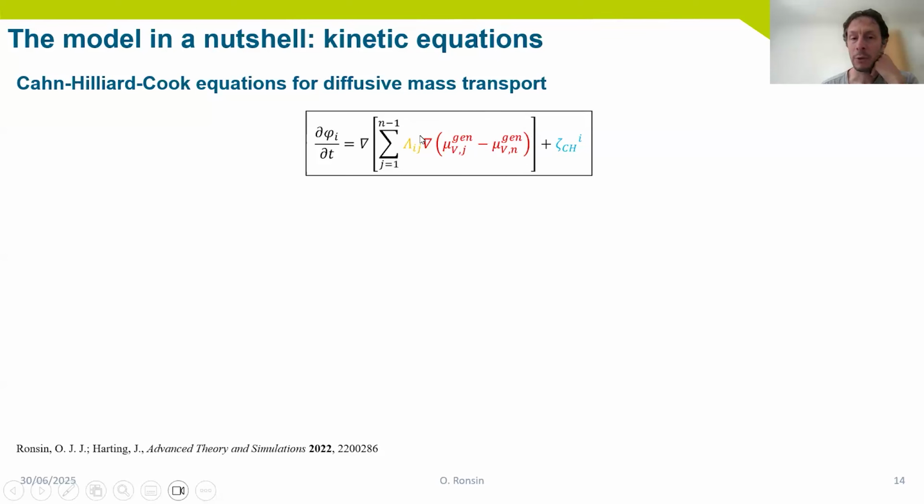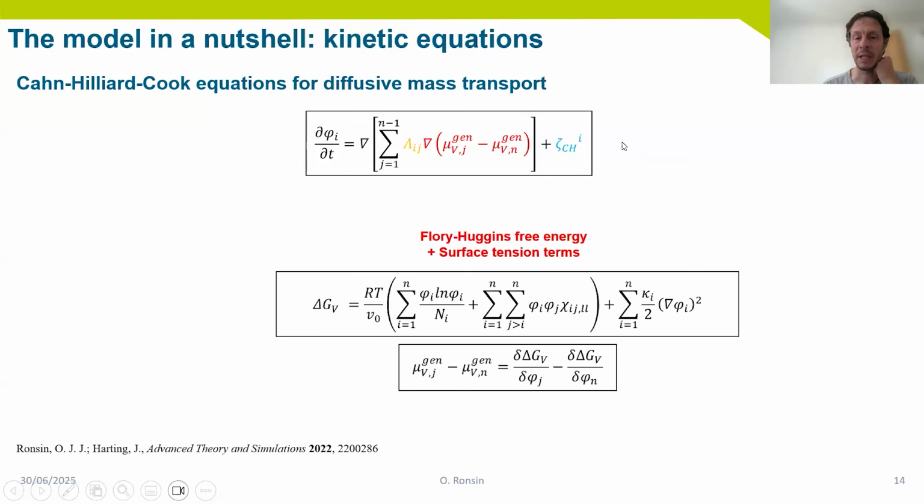In red, you have the driving force, which is here the gradient of the chemical potential. With a very simple diffusion equation we all learn in our studies, this would be the gradient of the concentration, but here it's generalized to the gradient of the chemical potential. In yellow, you have the mobility, which will be related to the diffusion coefficients. And in blue, you have a stochastic term.